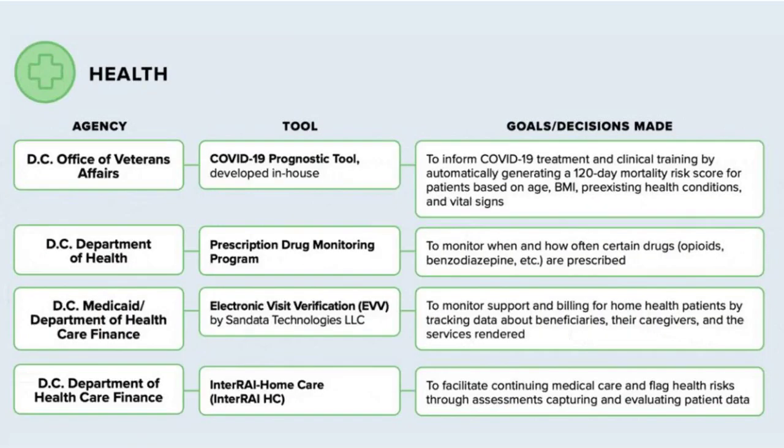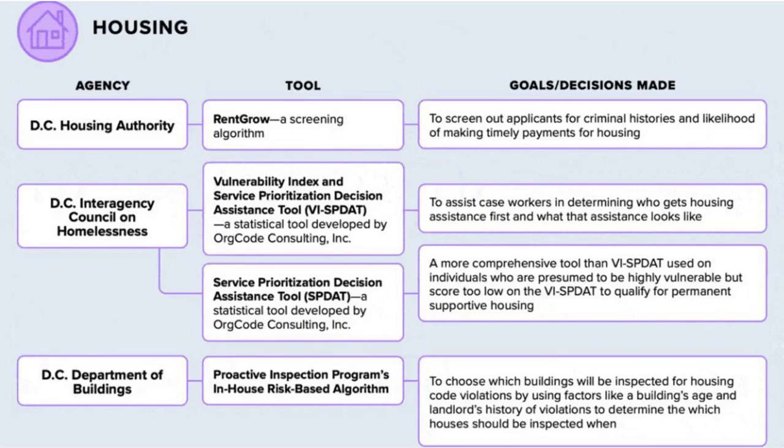Health: The city's Office of Veterans Affairs developed a model that scores the risk of death for COVID-19 patients. Housing: The city's Department of Buildings scores a building's risk of code violations, based on data such as the building's age and prior history of code violations, via an algorithm developed by Georgetown University.